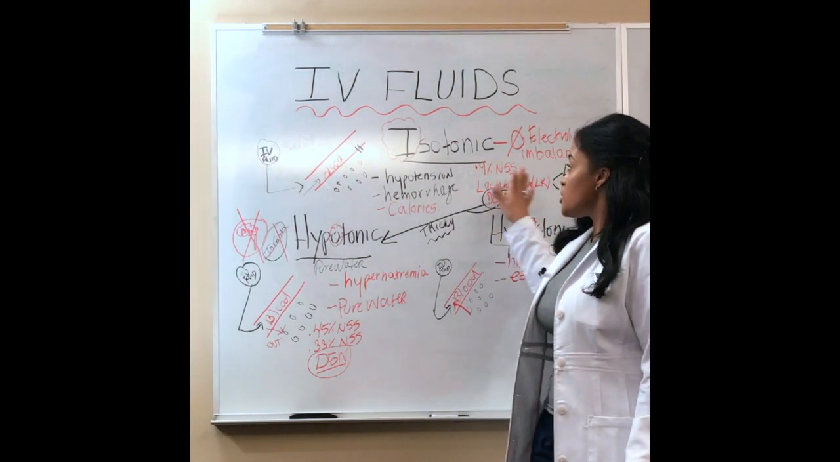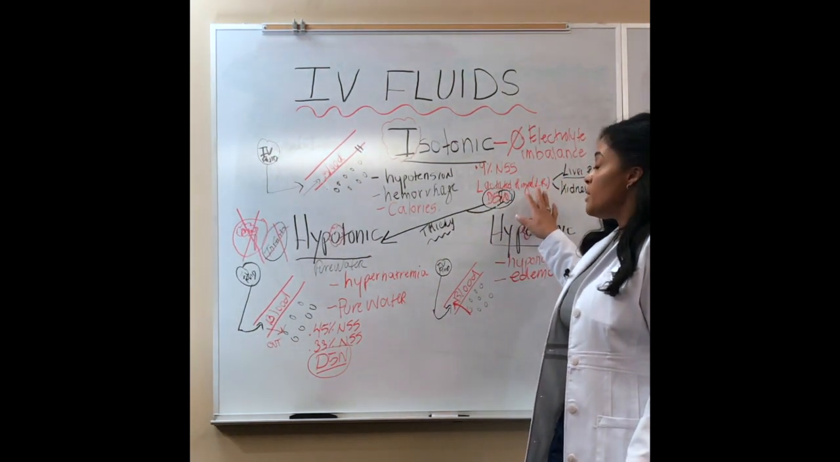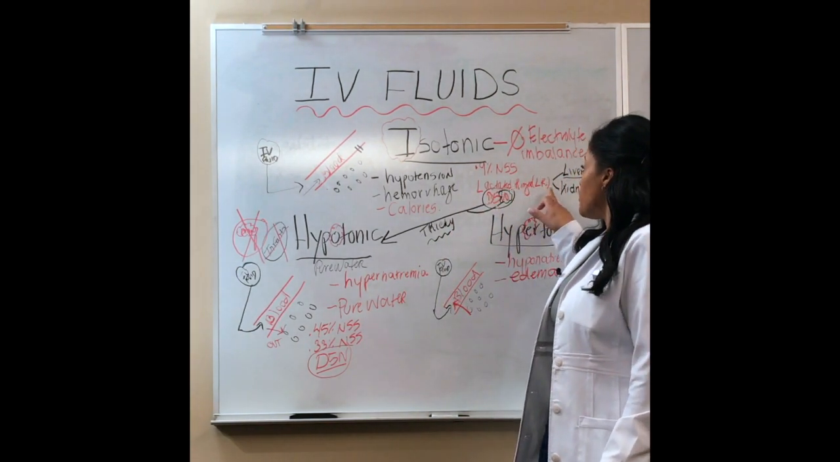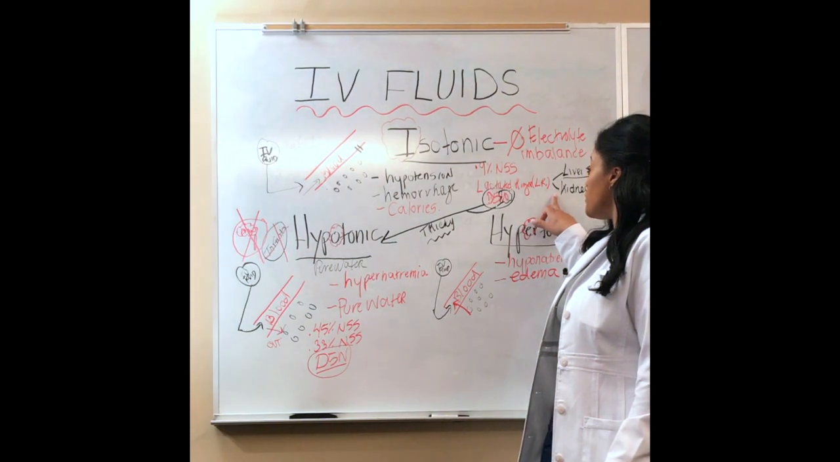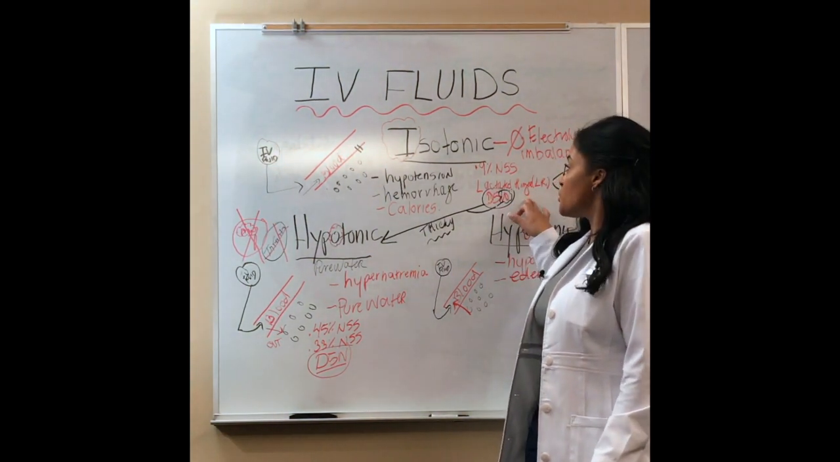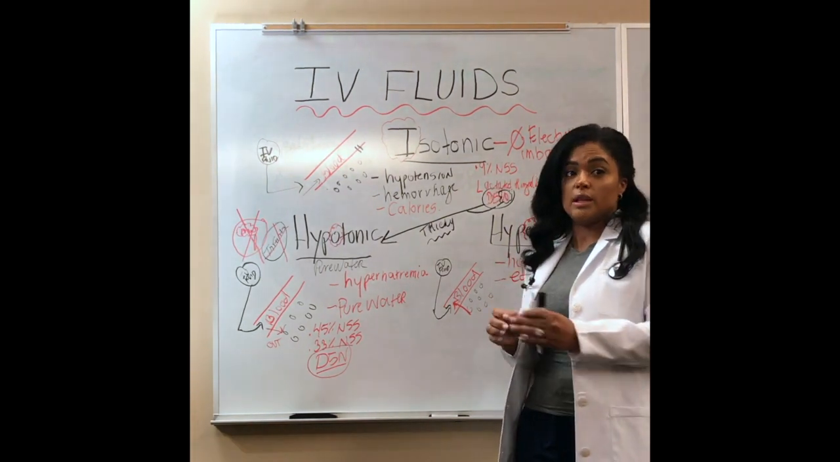And these populations you need to be very careful with, because if you see a patient that has any of these issues, either liver failure or kidney failure, and you see them with lactated ringers, you need to question that, because they're supposed to be on 0.9 normal saline.